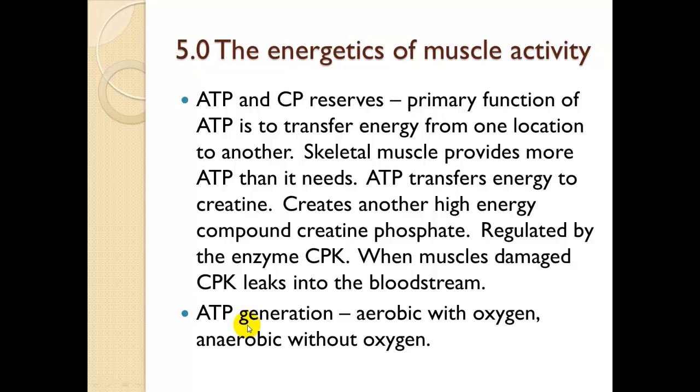The primary function of adenosine triphosphate, or ATP, is to transfer energy from one location to another. Now we're going to see that all cells, instead of the oxygen or sugar or whatever you're thinking right now, run off of something called adenosine triphosphate, or ATP. All the cells do. ATP transfers energy to creatinine, another kind of high energy compound that makes something called creatine phosphate. And this is regulated by an enzyme called CPK, or creatine phosphokinase. When muscles are damaged, CPK leaks into the bloodstream.